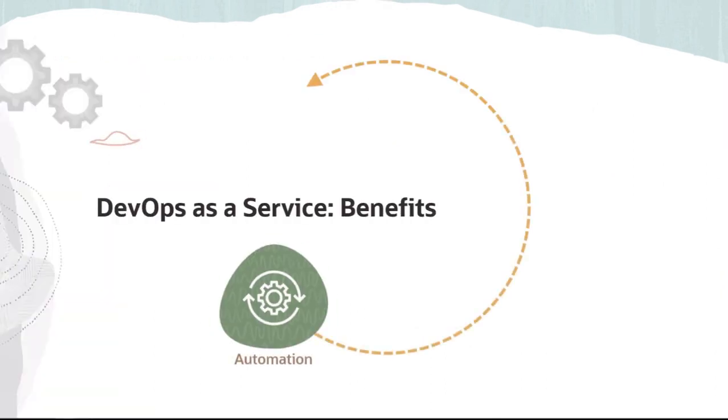The first benefit is automation. The OCI DevOps service fully automates the software delivery lifecycle and thereby increases the speed of development and reliability of application delivery. It eliminates manual error-prone methods of application integration and deployment and increases the reliability of operations.